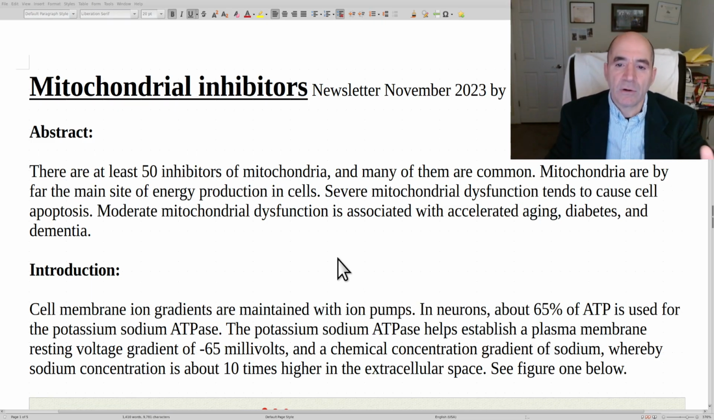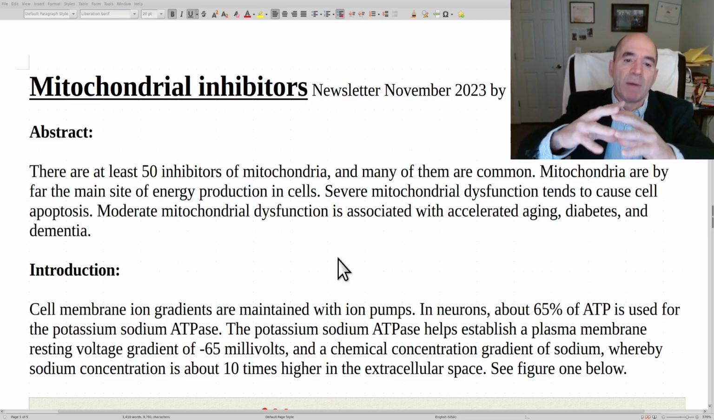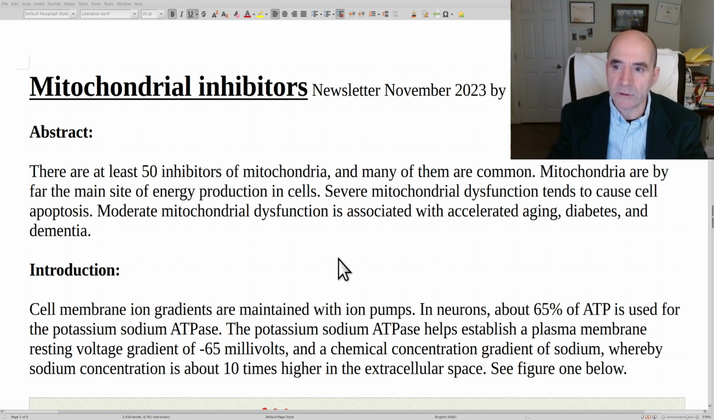If you have severe mitochondrial dysfunction, the cell dies. If you have moderate mitochondrial dysfunction, the cell just underperforms. It functions poorly. You get accelerated aging. And you see this in a lot of conditions, things like diabetes and dementia.